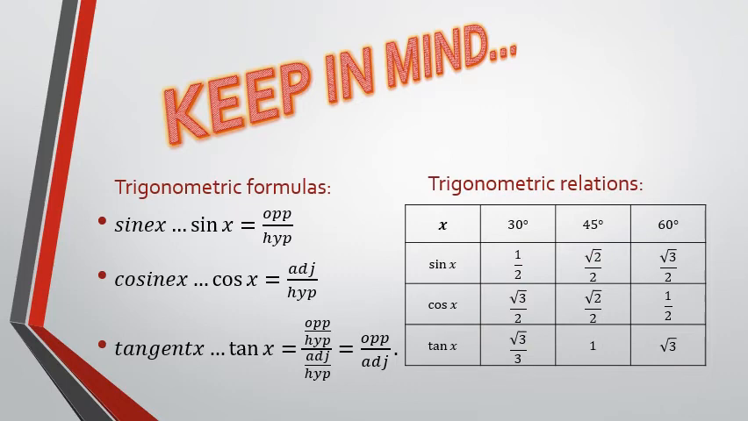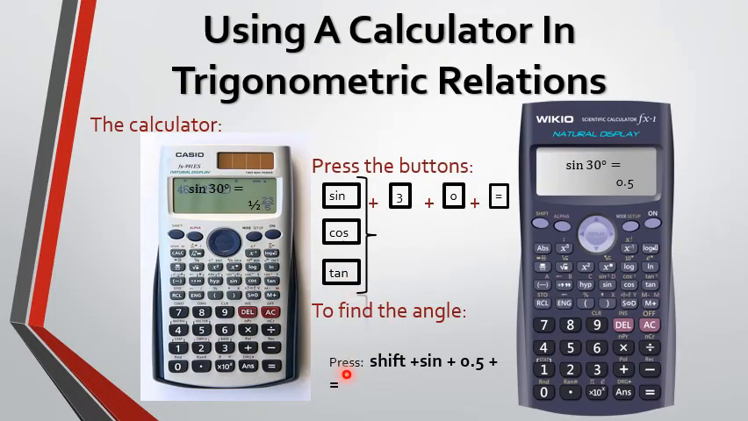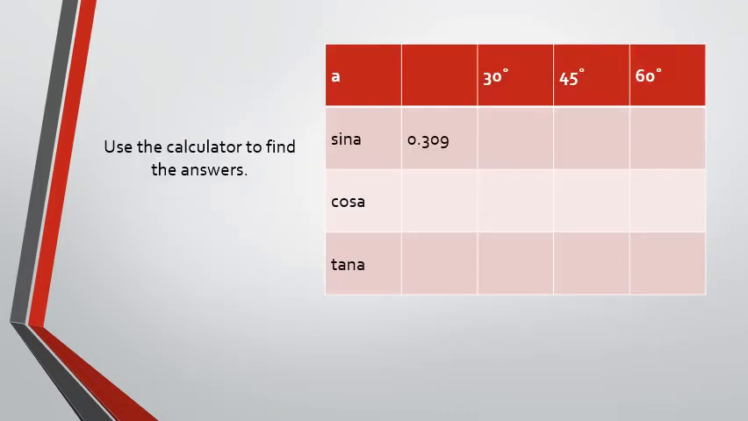Here, if I don't have the angle, I can press shift with sine, which gives us the inverse of sine, and with 0.5 we will get 30. So we will get the measure of the angle. If you have calculators with you, press shift sine 0.309 and you will get 18.